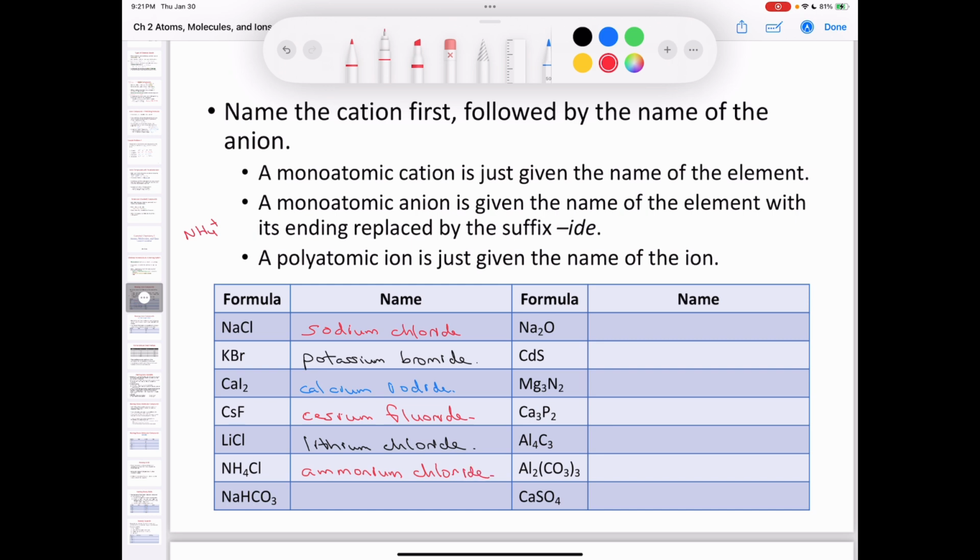And the last one, you could give it two possible names. You could call it sodium bicarbonate or sodium hydrogen carbonate. I'll just call it sodium bicarbonate. Like that. Okay? So now what I think you could do is you could pause the video for a couple of seconds and then come back, and we'll name these last few compounds together.